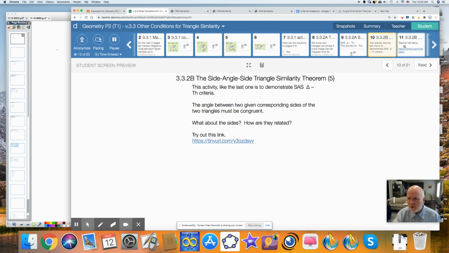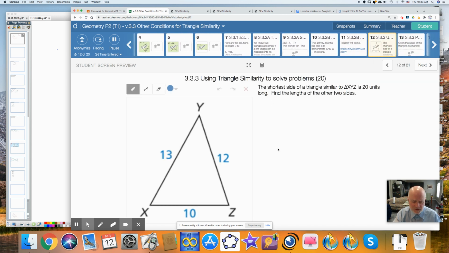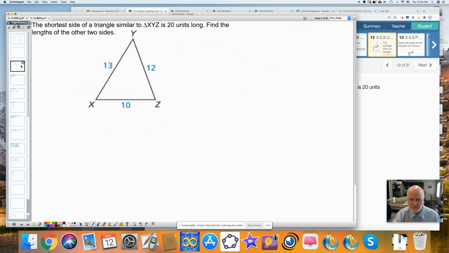And then going on, there are some practice problems. I'm going to work through them here. I suggest you do them on your own first and then look at the answers, but here they are. So we're given the short side of a triangle is similar to this one, and it has a length of 20. So the triangle looks like this, and this side is 20.